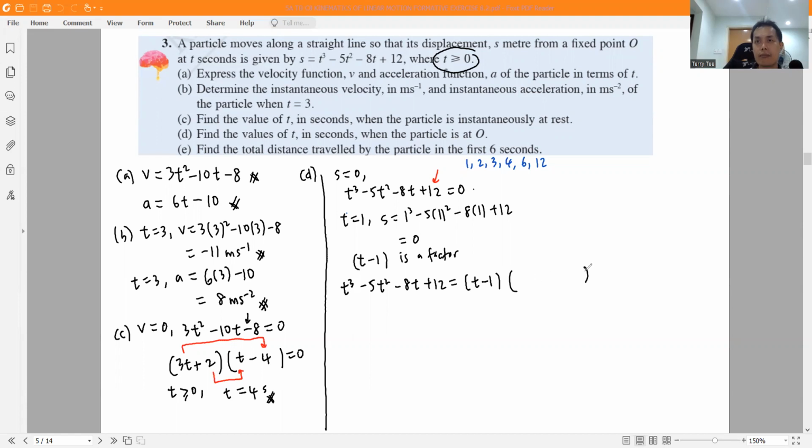So now the front and the back terms are kind of easy because we know that t times what will give us t cubed? Well, the answer is t squared. And then think, negative 1 times what will give us 12? Answer is minus 12. Now the challenge is the middle term that we do not know. I'm going to call it bt, because this is going to be a quadratic. A linear times quadratic will give us cubic. So I need to find the value of b.